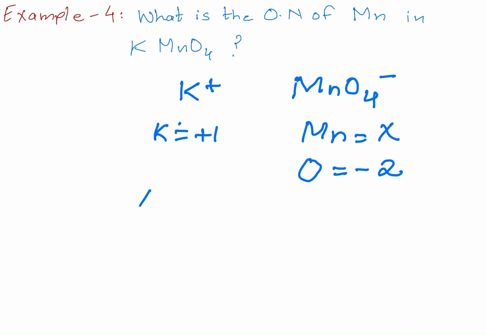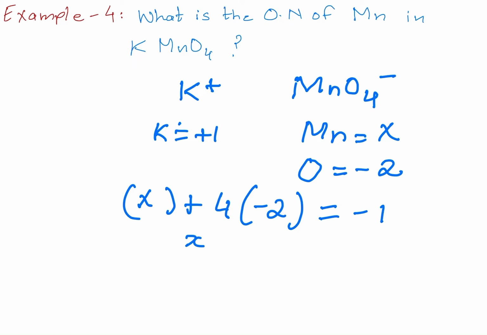Now let's calculate it. X plus 4. Why 4? Oxygen is 4. What is the oxidation number of oxygen? Minus 2. Close it in a bracket, equals minus 1. Why minus 1? Because the overall charge of permanganate is minus 1. So X equals plus 7. So finally, therefore, the oxidation number of manganese equals plus 7. So I hope you have understood it. I will come up with more examples and some more difficult examples after this.